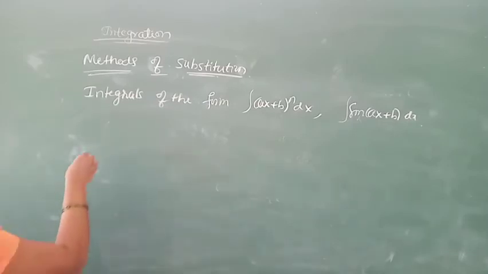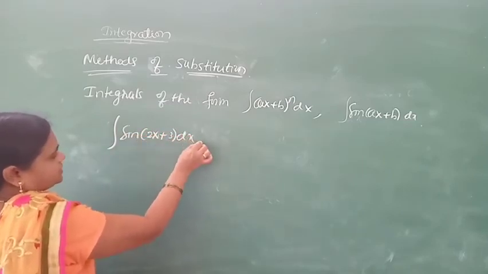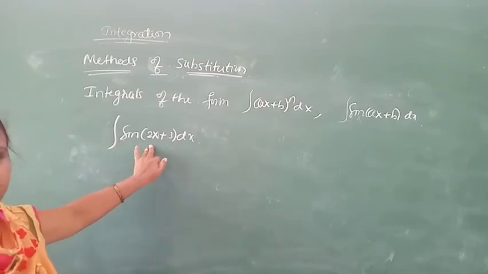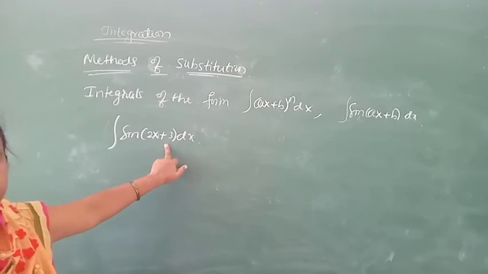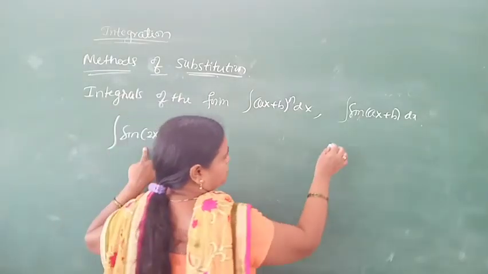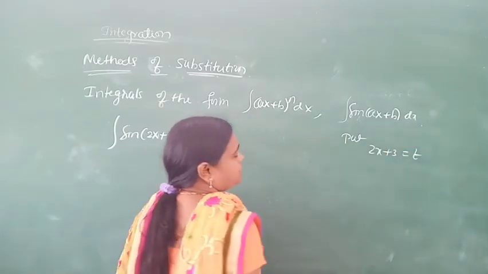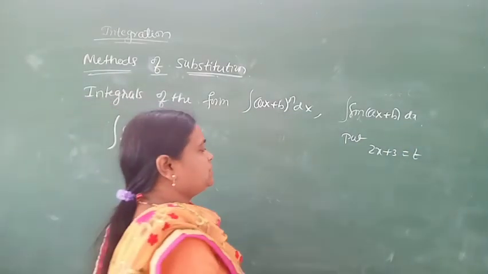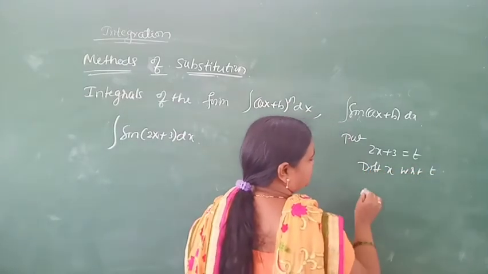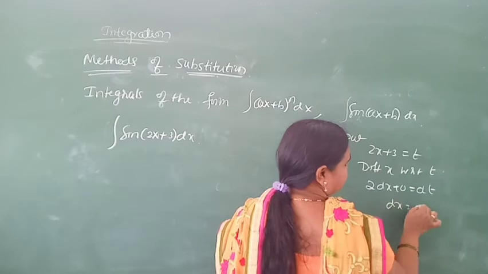Next one, integration of sine of 2x plus 3 dx. See, sine integration we know that it is minus cos, but it is a function of function, and this 2x plus 3 we can't integrate directly. Therefore, we have to use the method of substitution. Put 2x plus 3 is t, the same form. Instead of ax plus b, it is given 2x plus 3. Differentiate with respect to t: 2 dx, constant is 0, dt, dx is dt by 2.